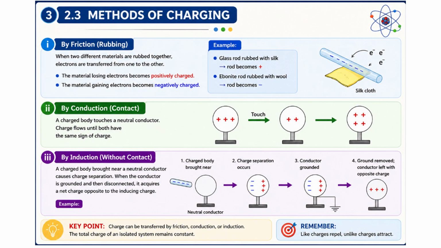Okay? However, take a case, for instance, of the ebonite rod wrapped with wool. The same process took place. It has a very high electron affinity. So when wrapped with the wool, the ebonite strips electrons away from the wool, leaving the rod with a net negative charge.